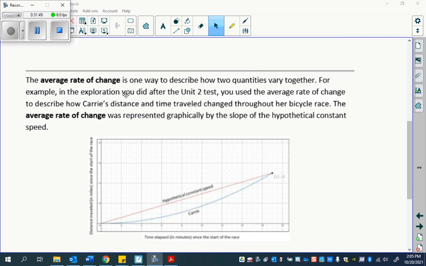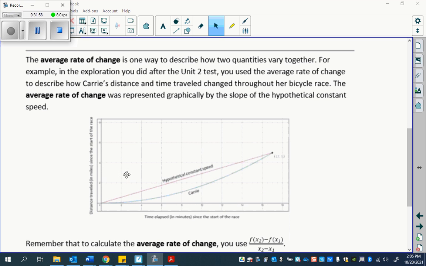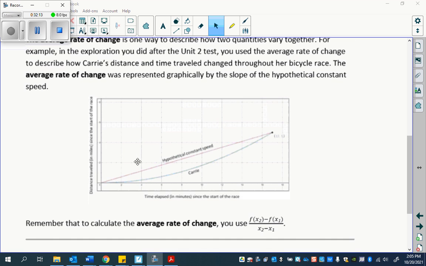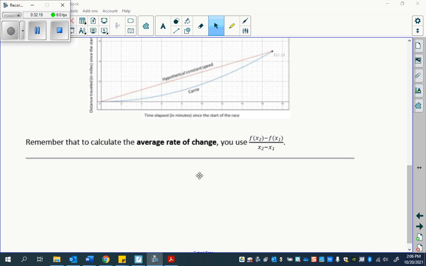Okay, the average rate of change is one way to describe how two quantities vary together. For example, in the exploration you did with Carrie's bike ride, you used the average rate of change to describe how her distance and time traveled changed throughout her bicycle race. The average rate of change was represented graphically by the slope of the hypothetical constant speed. And we reviewed that already. Remember, to calculate the average rate of change, you use this formula.